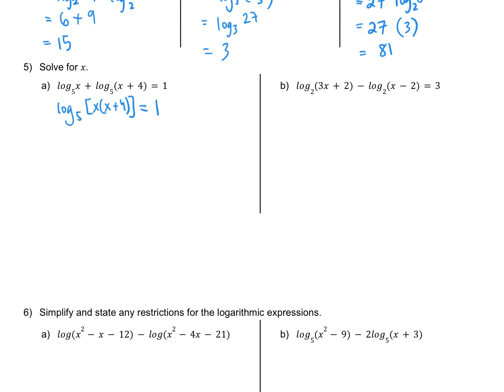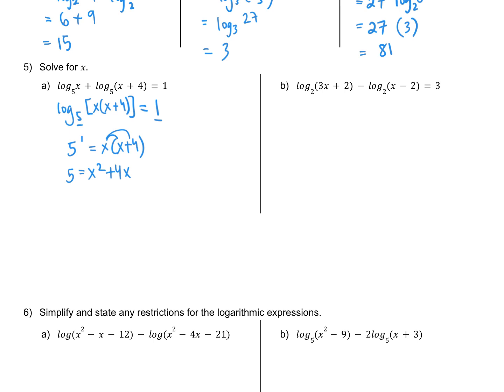I can convert this into exponential form. So let's see what happens. 5 to the power of 1 equals x times x plus 4. And this now we can clean it up and solve the equation. So 5 to the 1 is 5. Distribute here. x squared plus 4x.